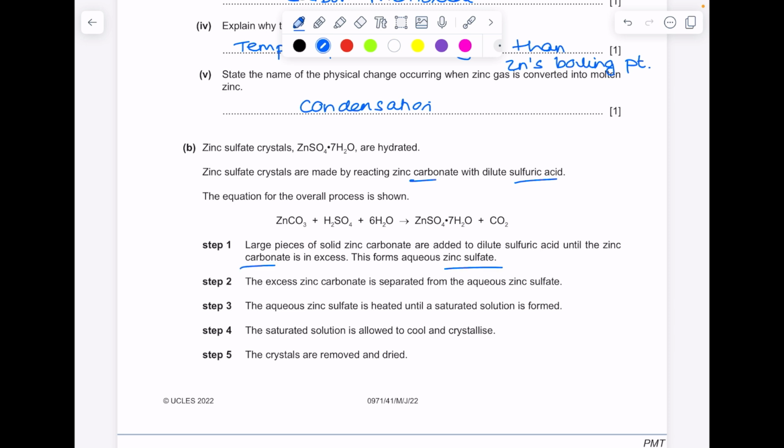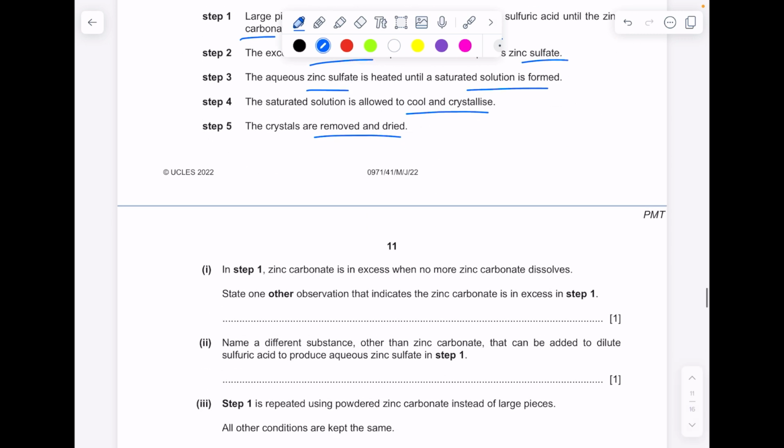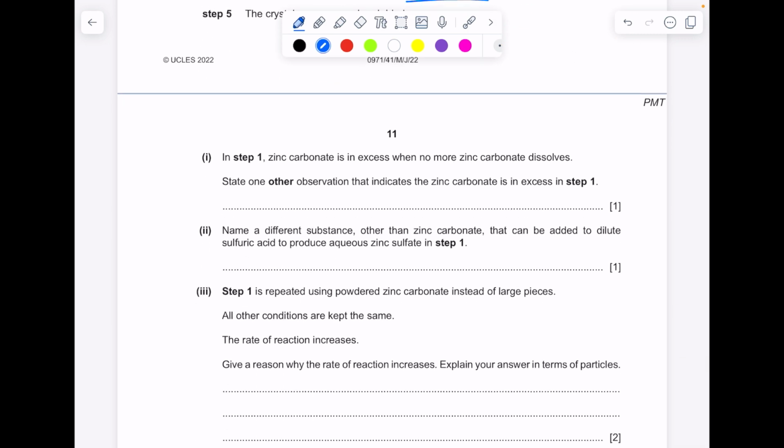The excess zinc carbonate is separated from the aqueous zinc sulfate. The aqueous zinc sulfate is heated until a saturated solution is formed. The saturated solution is allowed to cool and crystallize. The crystals are removed and dried. In step 1, zinc carbonate is in excess.